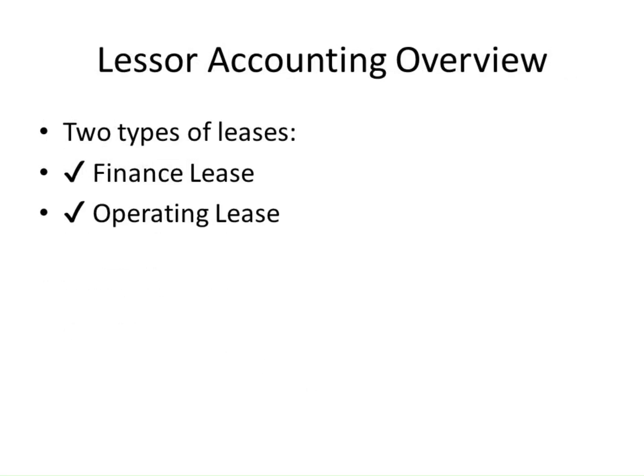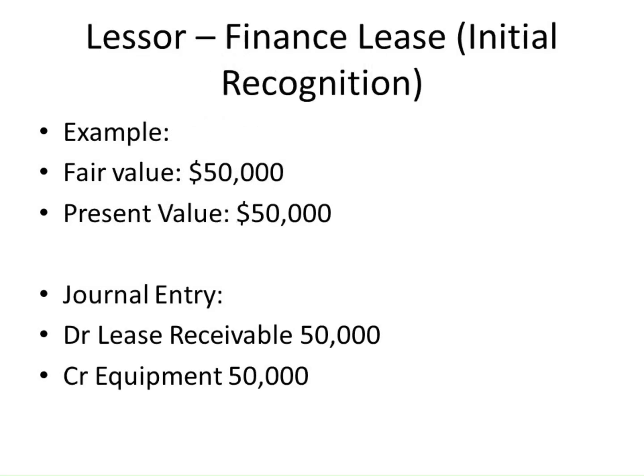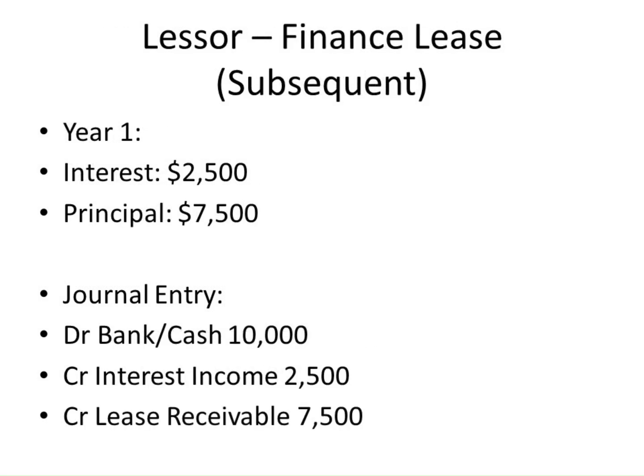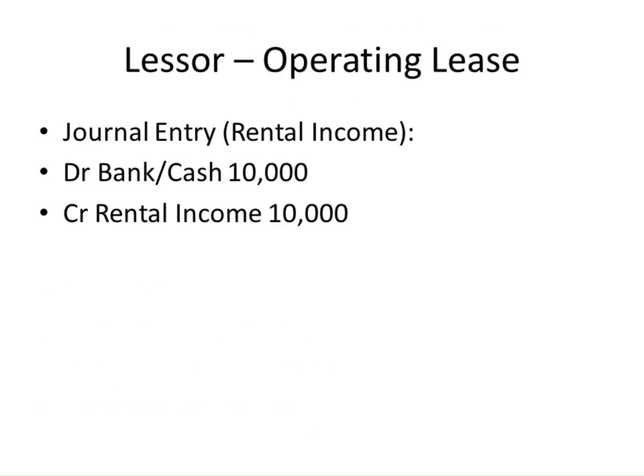Lessors classify leases as either finance or operating leases, based on whether substantially all risks and rewards are transferred. In a finance lease, the lessor recognizes the asset and records a lease receivable equal to the net investment in the lease. Each year, the lessor records interest income and reduces the lease receivable as cash is received. For operating leases, the lessor retains the asset and recognizes rental income over the lease term.